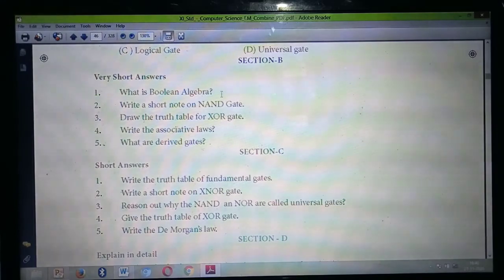Once more: first question, page number 32. Second question, page number 36. Third question, page number 37. Fourth question, page number 38. Fifth question, page number 34. Okay, have you all written?